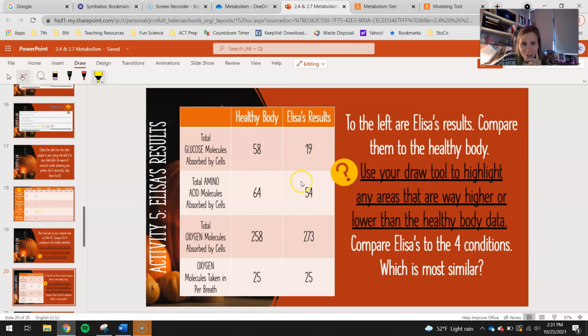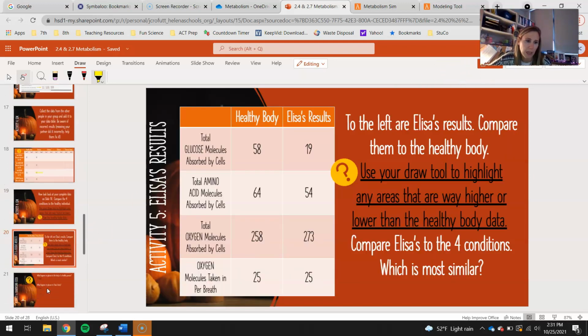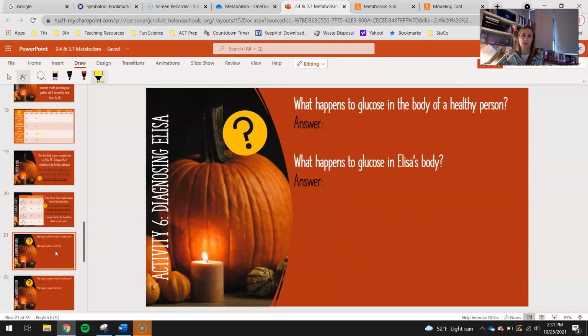64 versus 54 for amino acids, 258 versus 273. Do you think that's enough of a difference? Or 25 versus 25? What you guys are going to do is once you highlight your results here, the ones that you think matter, you're going to compare them back to your conditions. Which one looks the same as Elisa's data? Is it anemia, asthma, diabetes, or pancreas injury? Compare what you guys came up with as your results.